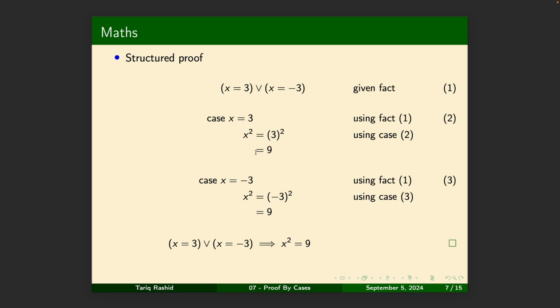And just to check, are there any other cases? Is there a third option? Is there a third case? No, there isn't. These 2 cases completely cover the possible scenarios in which the hypothesis could be true. There's no other case in which this is true. So that's important to just always check. So we've proven that whether x is 3 or x is minus 3, x squared is always 9.